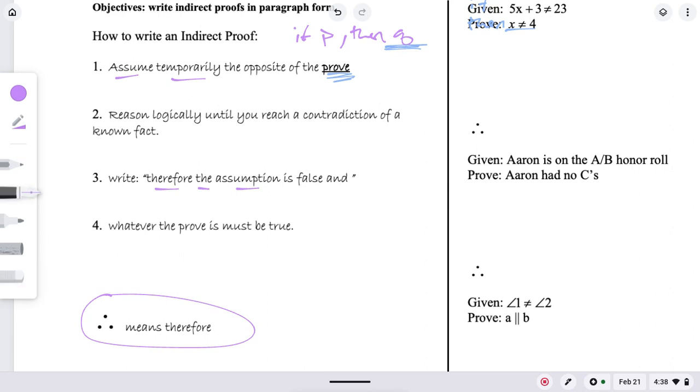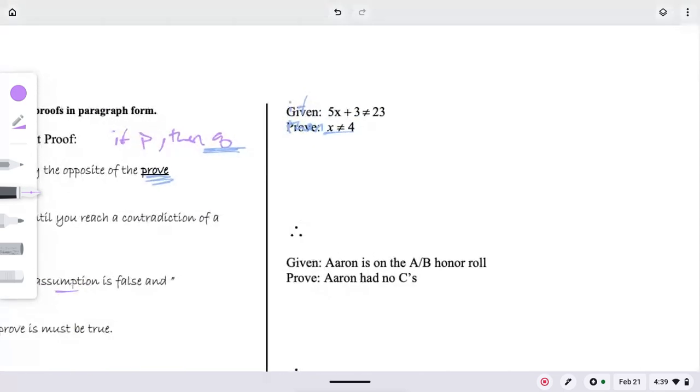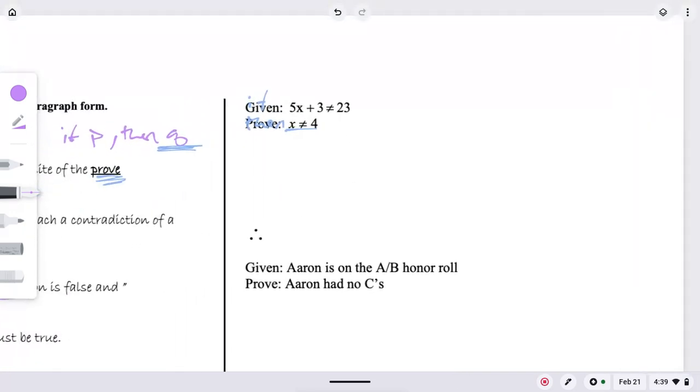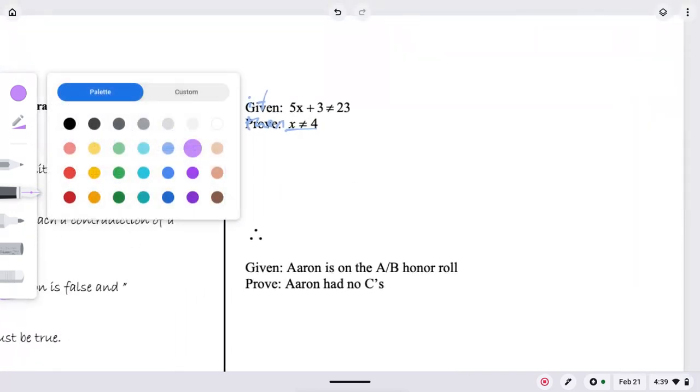But I'll say therefore the assumption is false, and whatever I said before, right, must be true. Whatever is opposite of what I said before must be true. So I know that sounds really weird, but when you do some examples, it actually starts to make a little bit more sense. So I'm going to jump into this one right away.